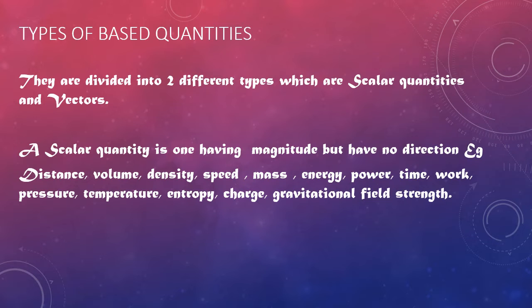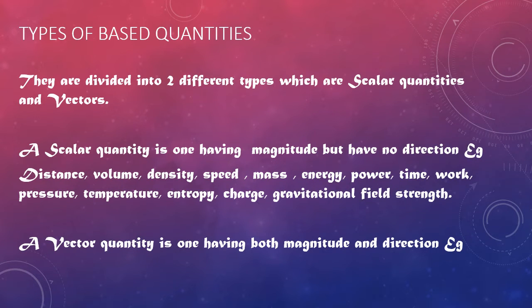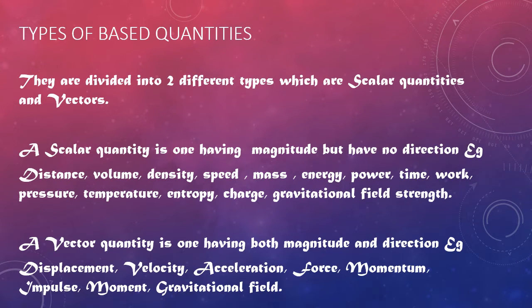Take note of that. Now, what is a vector? A vector is one which has both magnitude and direction. They are displacement, velocity, acceleration, force, momentum, impulse, moment, and gravitational field. Take note, gravitational field. Gravitational field is different from gravitational field strength. We are going to see that if you stick along.